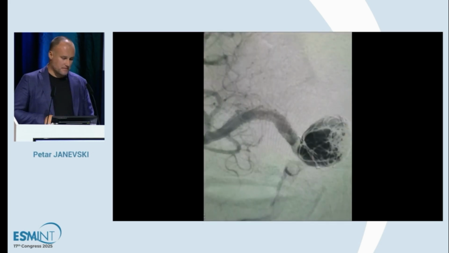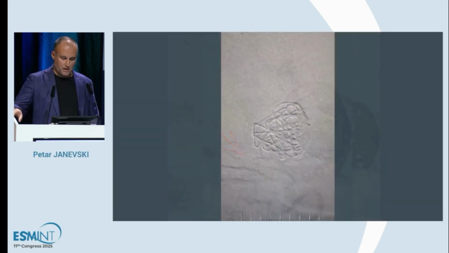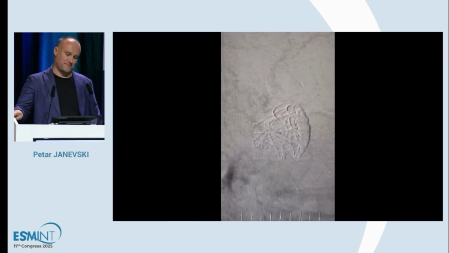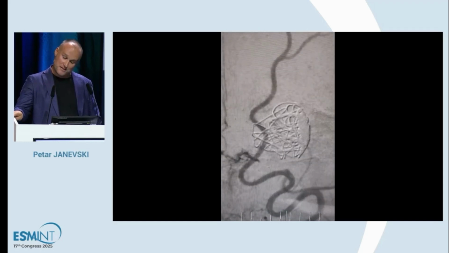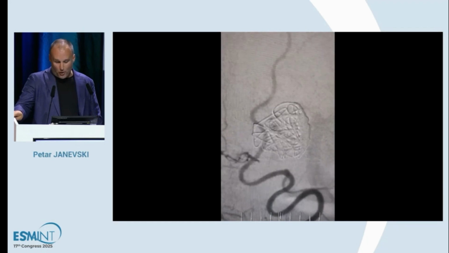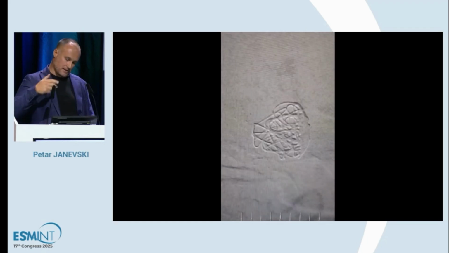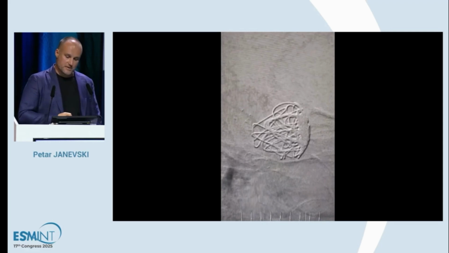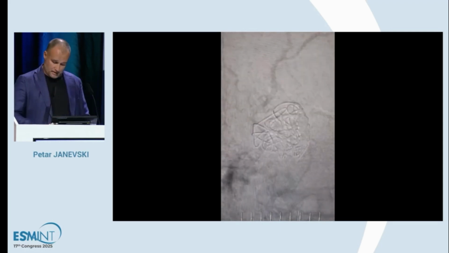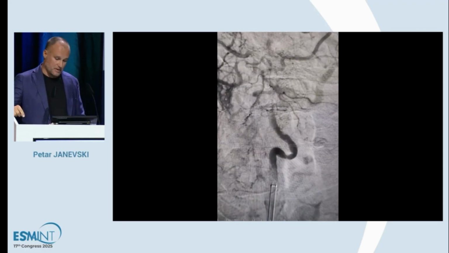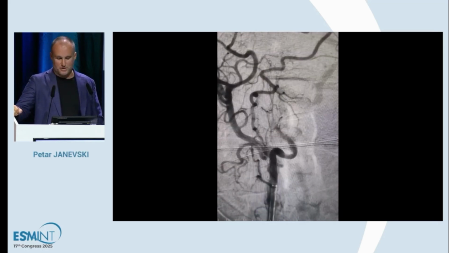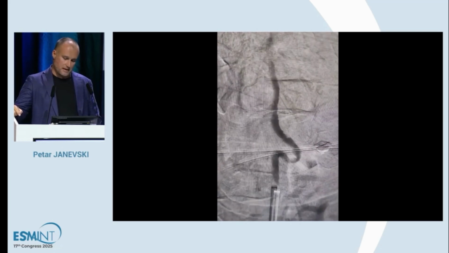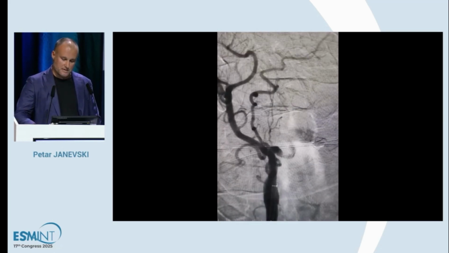But of course, we waited for a few minutes to do the check. And of course, the next angiogram showed this. When you see this, you know you're in trouble. So we hoped that the long sheath had fallen down and gone into the external carotid artery, so we went to see what's happening down there. And of course, the long sheath was still in the ICA and the flow diverter was occluded.